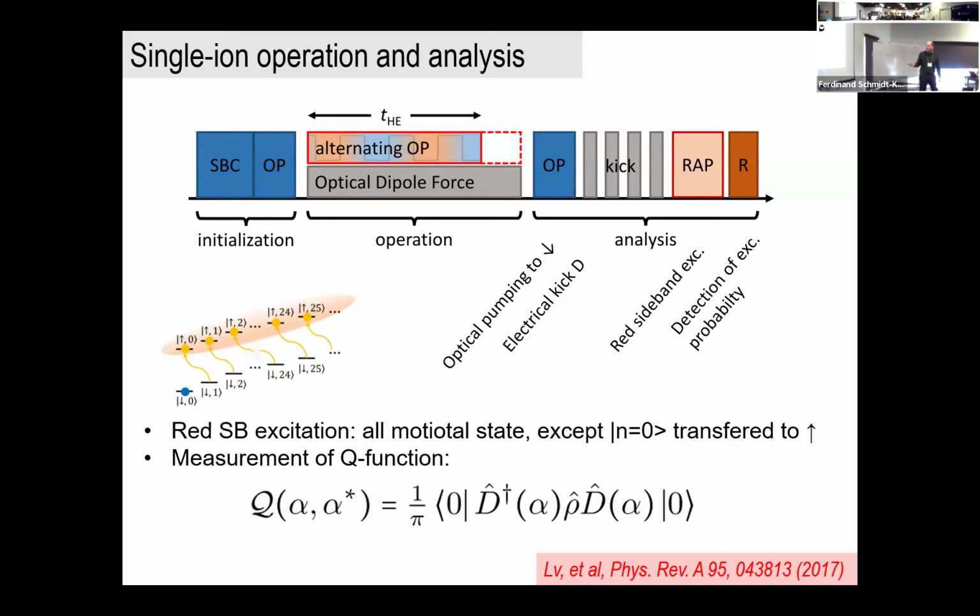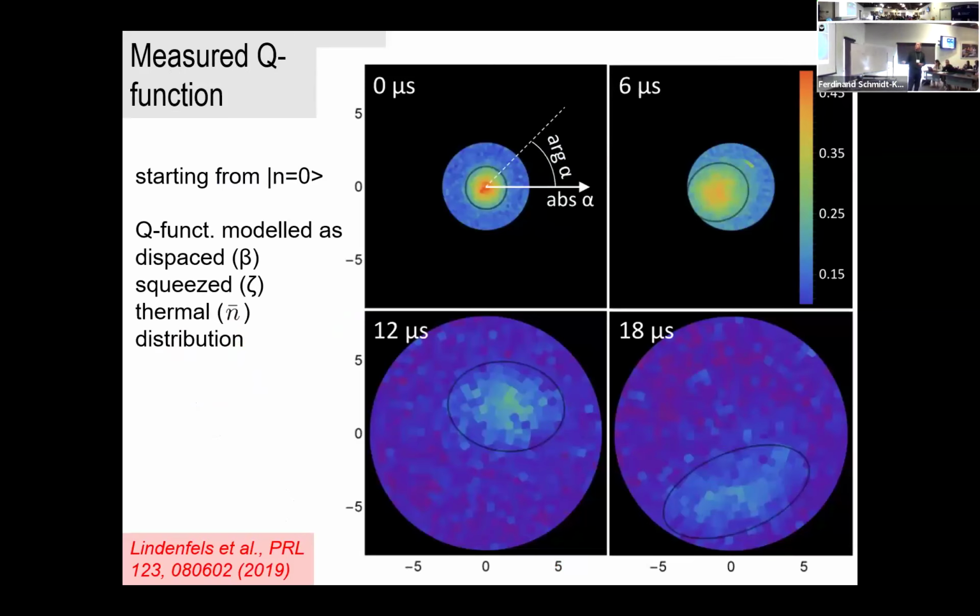And this is formalized in this Q function, where you have this displacement D on the state, and then look at the overlap with the state n equals 0. Okay, and this is a very nice way to measure it. Okay, and now what happened? This is now the Q function measured for different durations of the heat engine. Here it didn't work. The heat engine was only switched on for zero time.